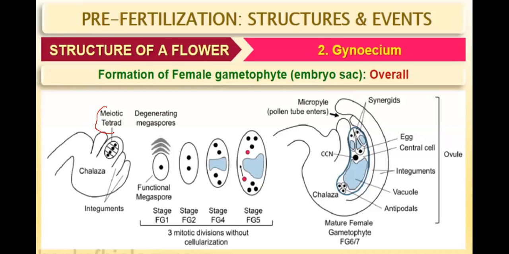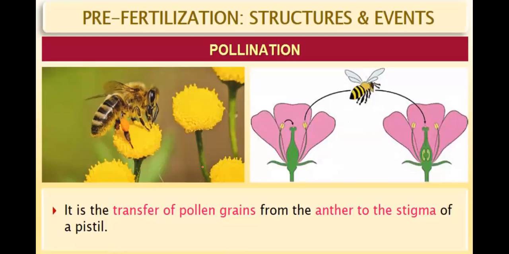So here there is a meiotic tetrad. There is chalaza. These are integument. These are functional megaspore. Then this is what? Mature female gametophyte. Chalazal side, 3 antipodal cells. Then there is vacuole. There is integument. There is egg cell in the center. Then synergids are there. This is the arrangement of different types of cell within the embryo sac.